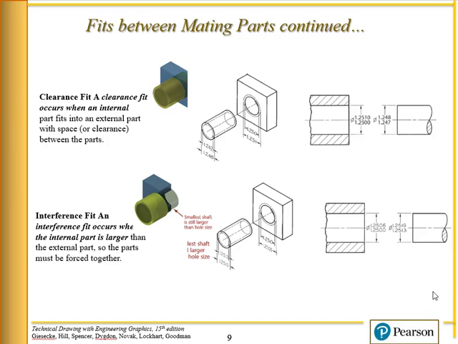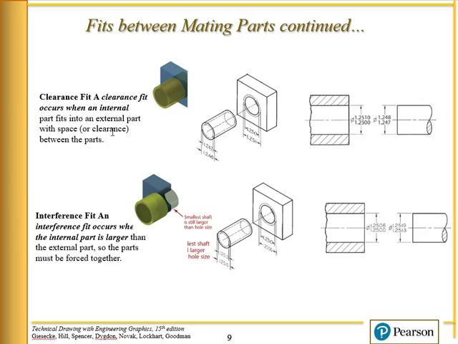And this is another example of fits between mating parts. A clearance fit occurs when an internal part fits into an external part with space or clearance. So what I'm saying is, in all cases the hole is bigger than the shaft. That is a clearance fit. In all cases the hole is bigger than the shaft.